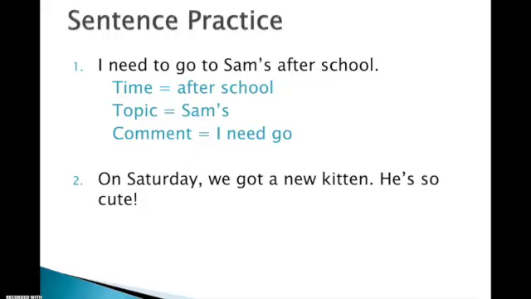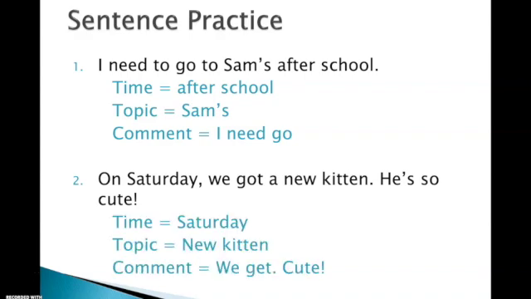All right, here's another one. On Saturday, we got a new kitten. He's so cute. So our time is Saturday. The topic is the new kitten. And then the comment is we get one and he's cute. In English, he's so cute is actually a separate sentence, right? It has a subject, he, it has a verb, is, and then it has that comment, oh, he's so cute. It has that adjective to describe him. But in ASL, we already know we're talking about the kitten because that was the topic of our sentence. All we have to do is just add that to our comment about how cute he is.